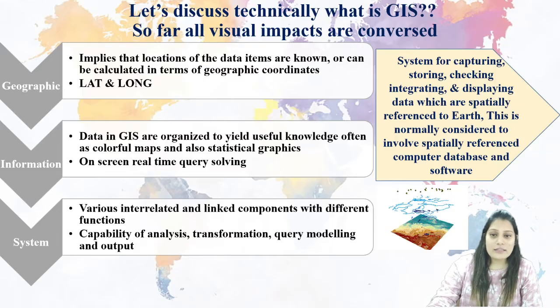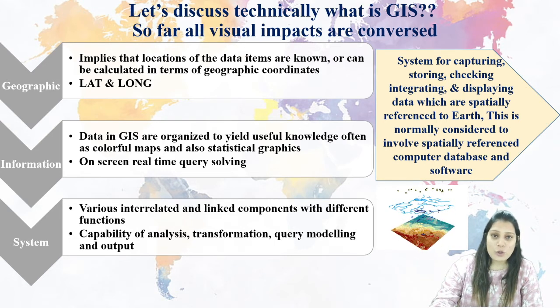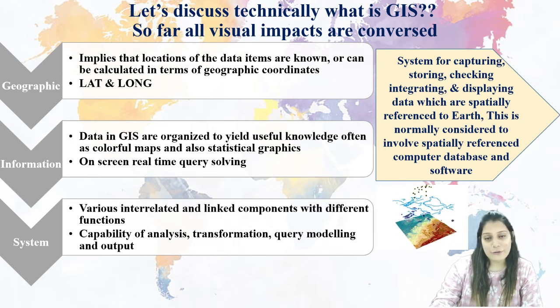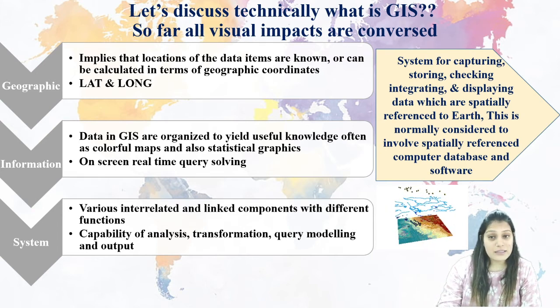Now you can also see what technically GIS does, right? So see here, you can see geographical information system. And the main definition is what? It has the capability of storing, displaying, integrating, but all with reference to Earth, because we have special reference to Earth. This is normally considered to involve a spatially referenced computer database and software. So this purely works on the software and the database that we have.